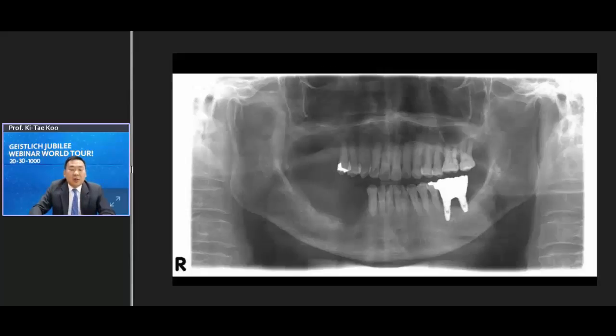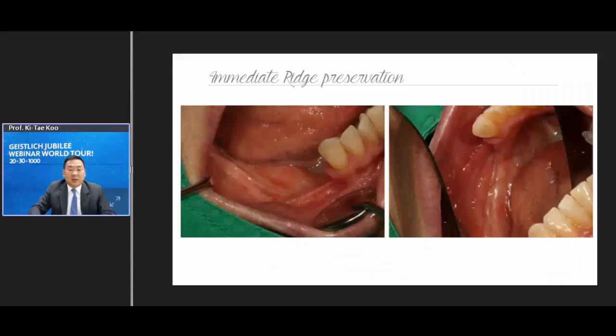The consequences of not performing ridge preservation are quite severe. This is the resorption you get. The point I would like to make is that resorption occurs really fast. It occurs much faster than you expect. This is quite a devastating result we could see. Clinically, this is what you get.